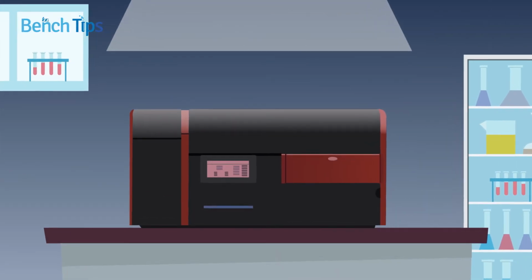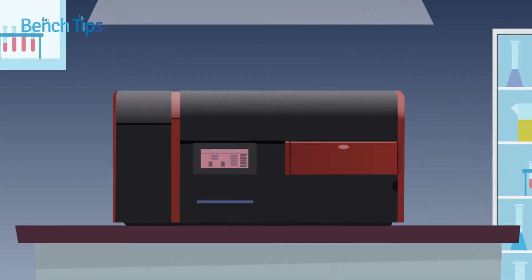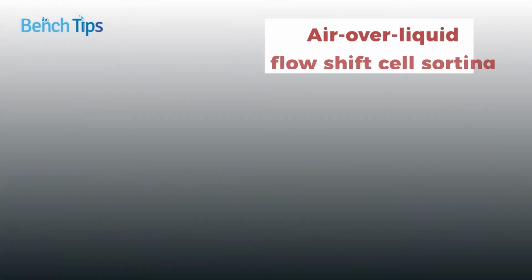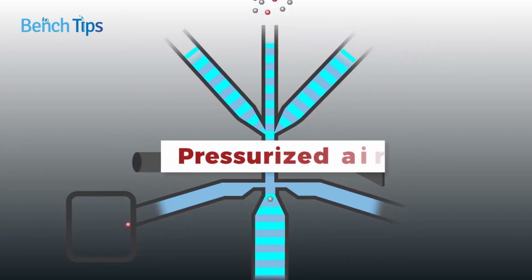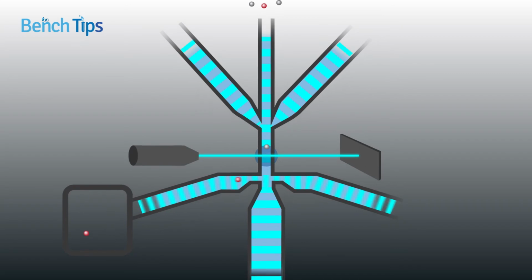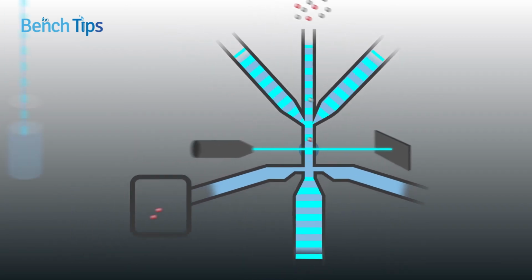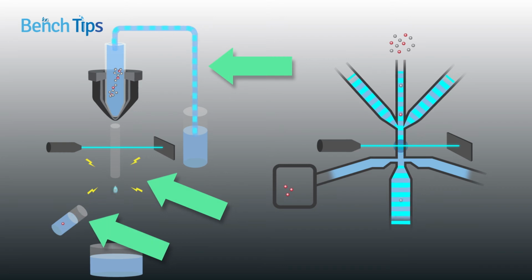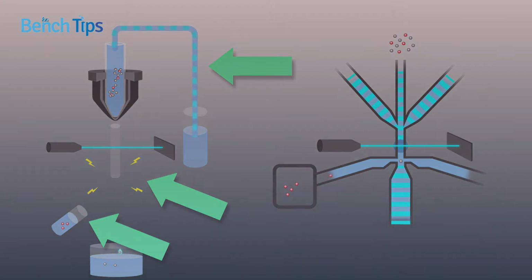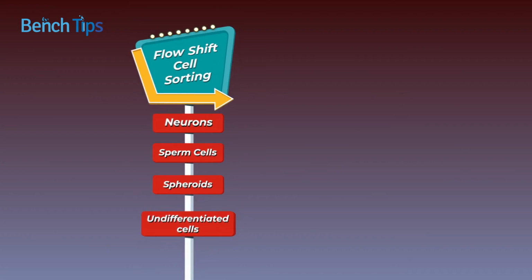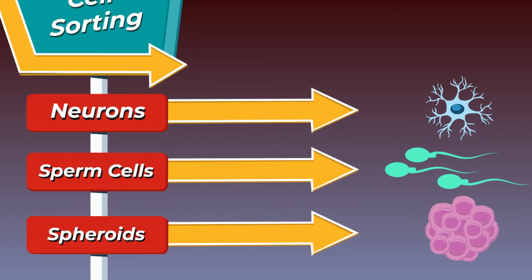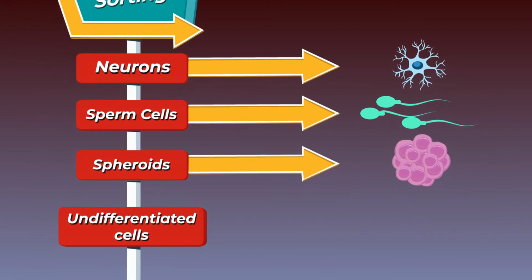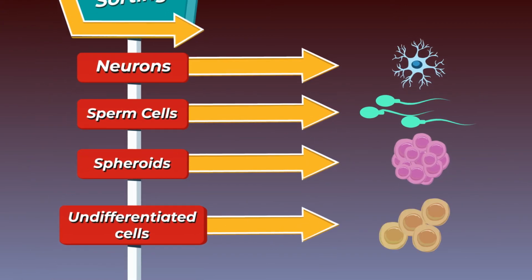Various alternative technologies have been developed to overcome the limitations of conventional cell sorting. One promising approach is air over liquid flow shift cell sorting, which differs mainly from conventional techniques in that it uses pressurized air to generate a short liquid pulse for directing the target cells into the collection reservoir. By eliminating all of the damaging steps involved in conventional cell sorting, flow shift cell sorting has been proven to reduce SICS in many different cell types. These include sensitive cell types, such as neurons and sperm cells, and large particles, such as spheroids. Flow shift cell sorting has also been successfully used to remove rare, undifferentiated cells from iPSC.